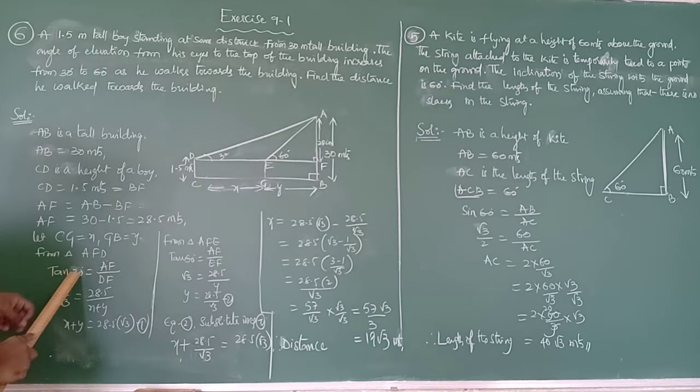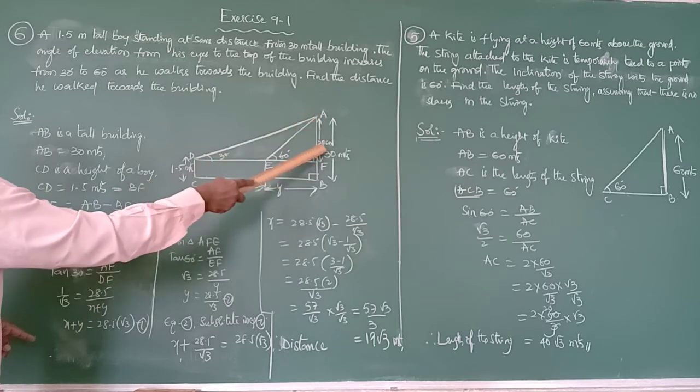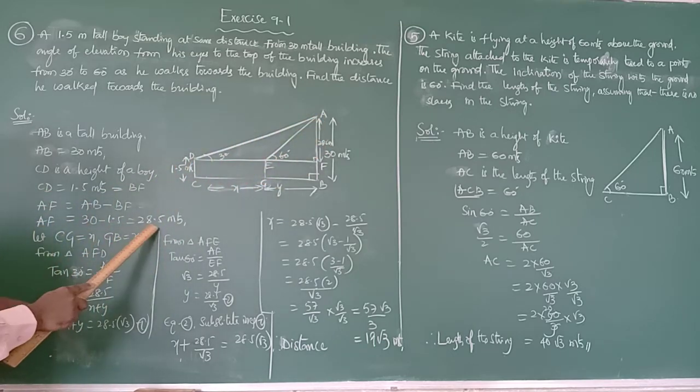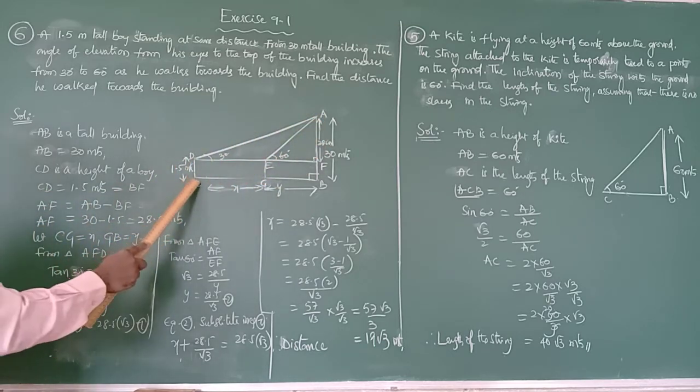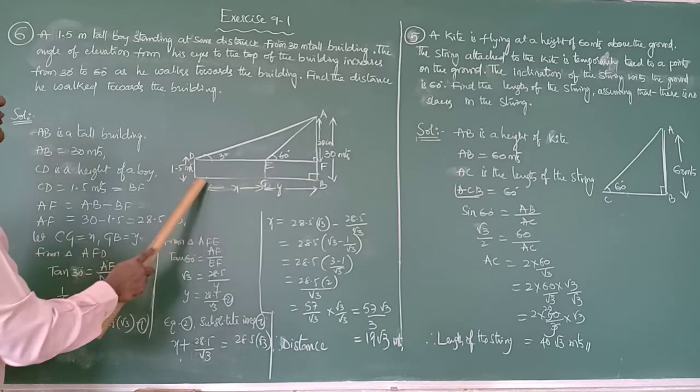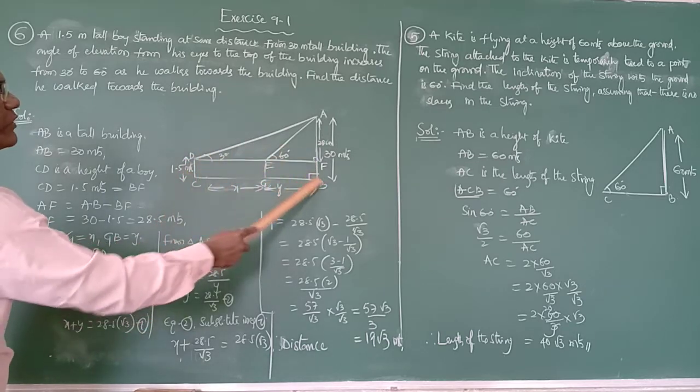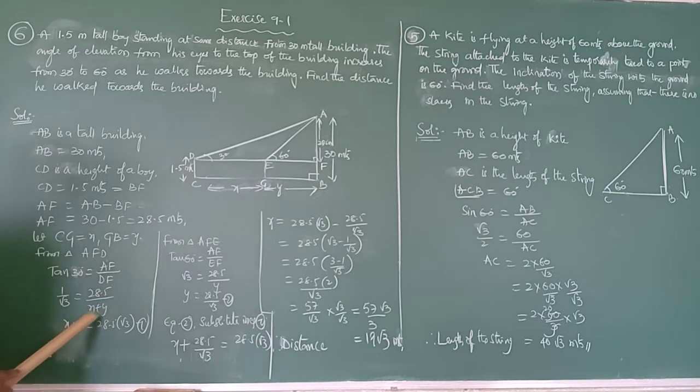What is the tan 30 value? 1 by root 3, from the table. The AF value is 28.5. DF value: from here to here is X and from here to here is Y. Therefore DF means X plus Y. By cross multiplication, X plus Y equals 28.5 into root 3.